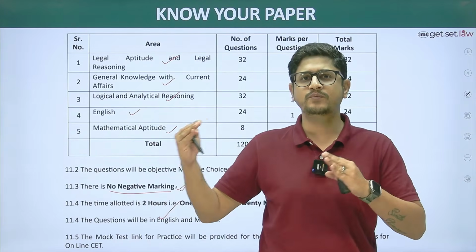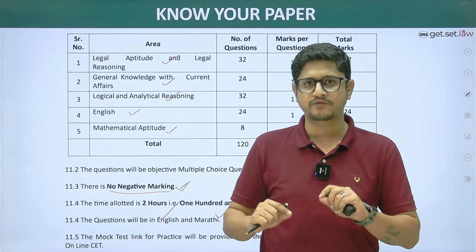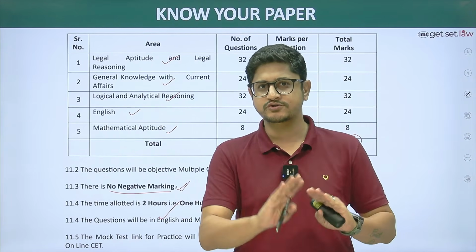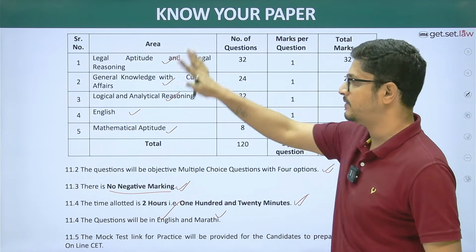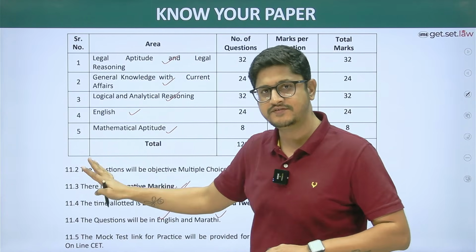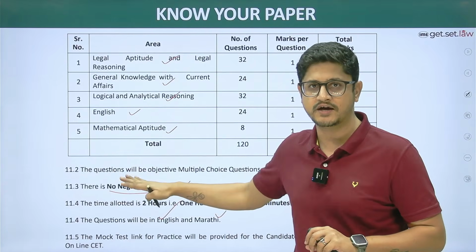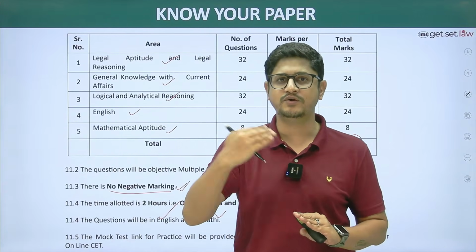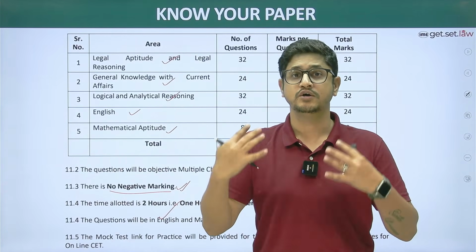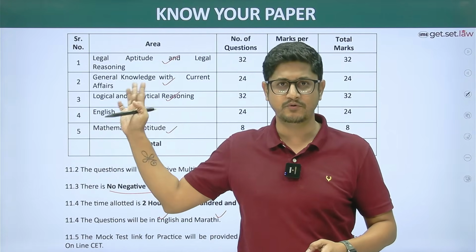On our YouTube channel, we're going to come up with the analysis of those particular papers also. So don't worry about it. Okay, so this is what the paper is about: 120 questions, 5 sections. Most important part, no negative marking. That means whenever you are preparing, you have to go for a good guess. But how to go for it, I'm going to help you with that part.